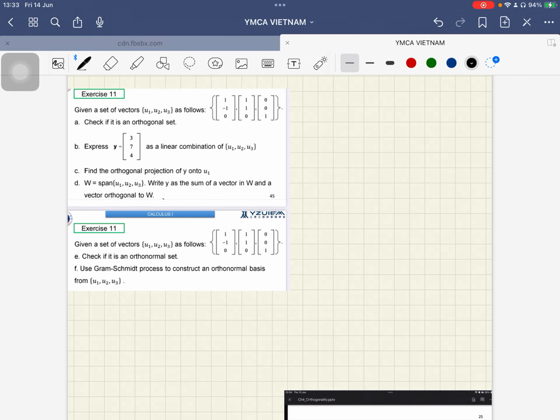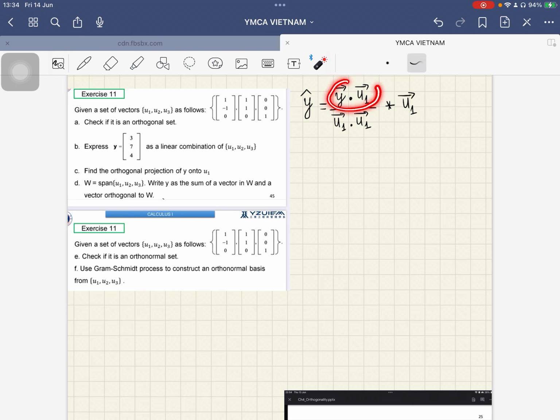For question C, find the orthogonal projection of y onto U1. We will have the orthogonal projection of y onto U1, y hat, is equal to the dot product between y and U1, divided by the dot product between U1 and U1, multiplied by U1.